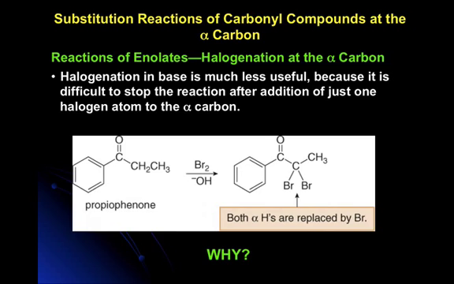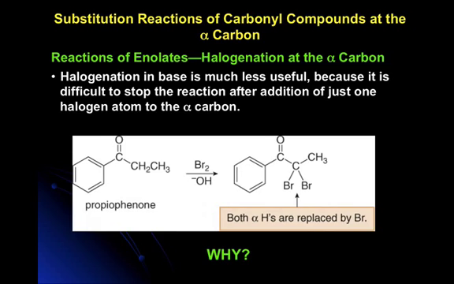By that I mean you will replace all the hydrogens on the alpha carbon with halogen. Under acidic conditions, you can stop after monohalogenation. Now, if you're patient and you wait several days under acidic conditions, you can do the same thing. You can exhaustively halogenate, but it's slower under acidic conditions. So if you want to put a single halogen on the alpha carbon, you need to use acidic conditions.